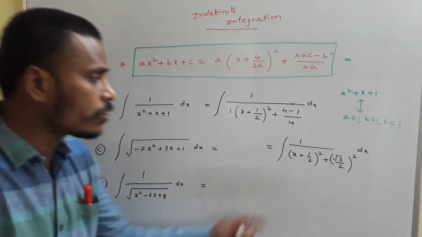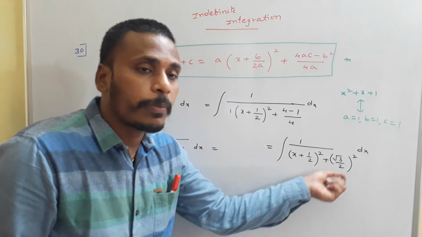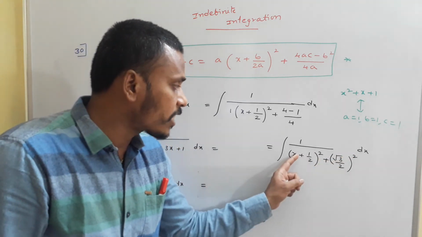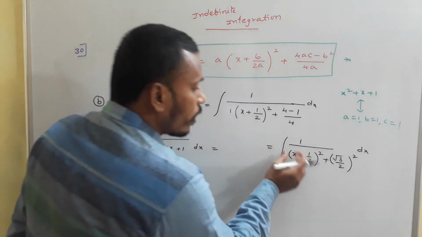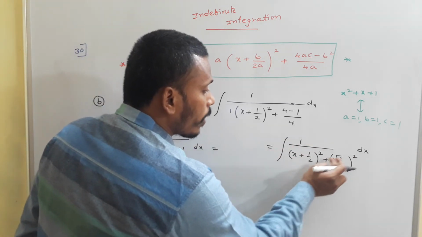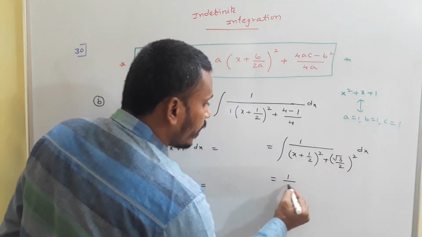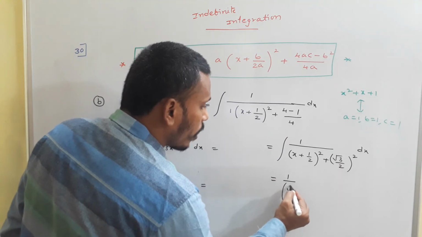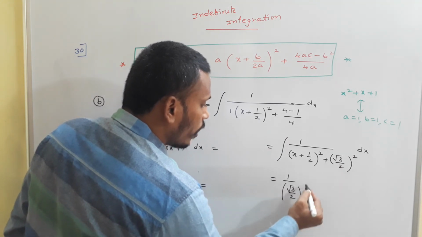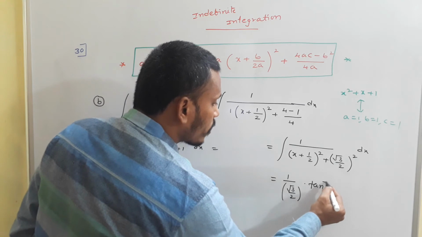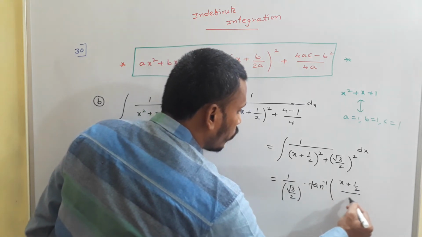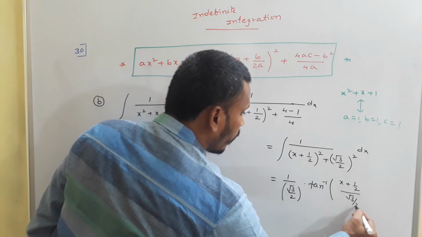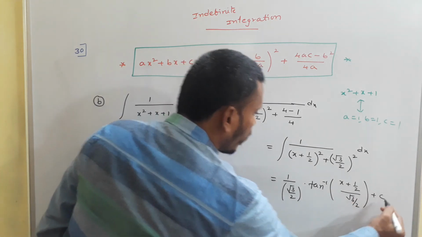Just observe this. This is 1 by some t square plus a square. See here again x coefficient is 1 only. So no problem. No need to write anything. So integral 1 by some t square plus a square means 1 by a into tan inverse of x by a. 1 by a means what? 1 by root 3 by 2 into tan inverse of x by a. x is here x plus 1 by 2. a is here root 3 by 2 plus some constant of integration.